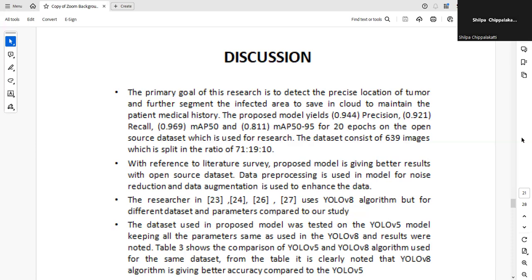The data set consists of 639 images, which is split in the ratio of 71:19:10. With reference to the literature survey, the proposed model is giving better results with the open source data set. The data pre-processing is used in the model for noise reduction and data augmentation. The researchers in 23, 24, 26, 27 use a YOLO V8 algorithm, but with different data sets and the parameters are also different. So using the same data set, we have tested it for the YOLO V5 model also.